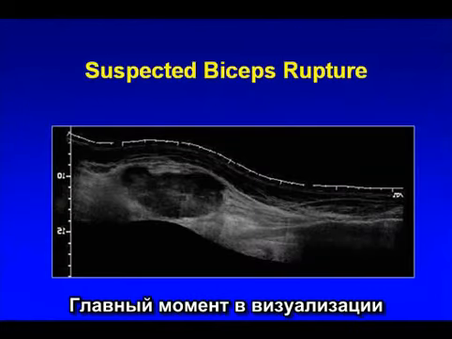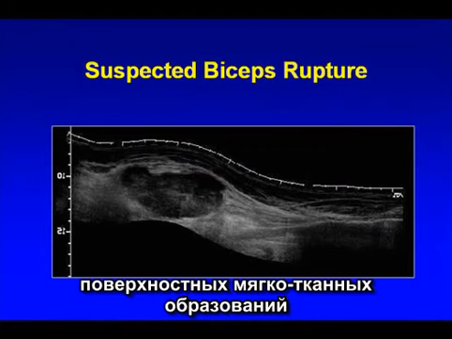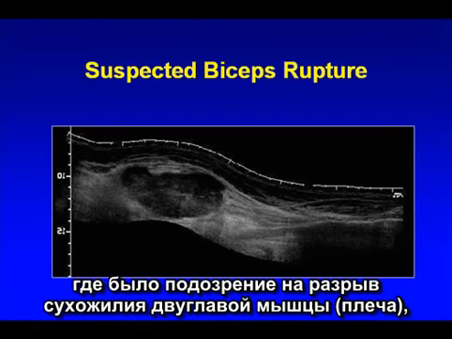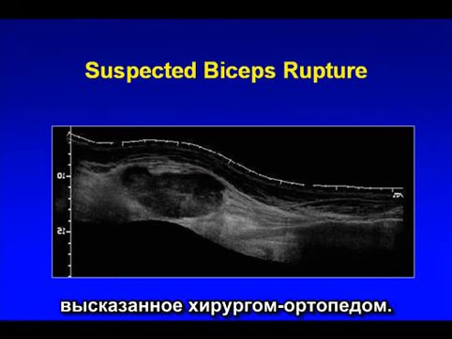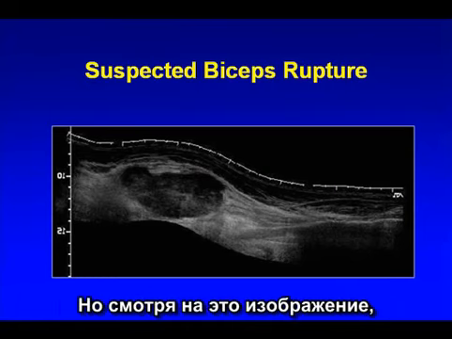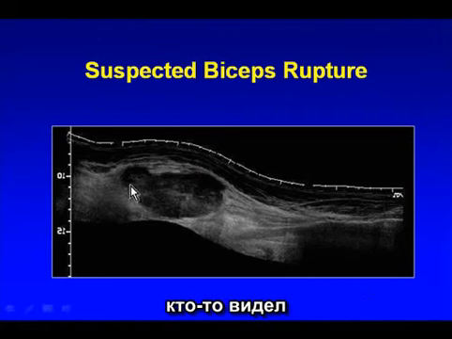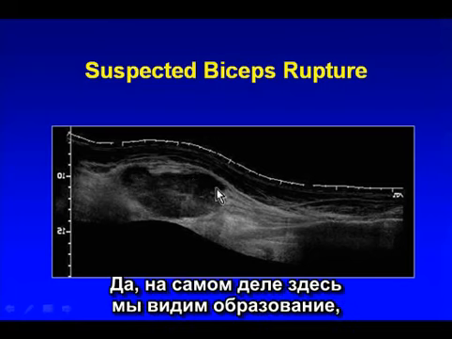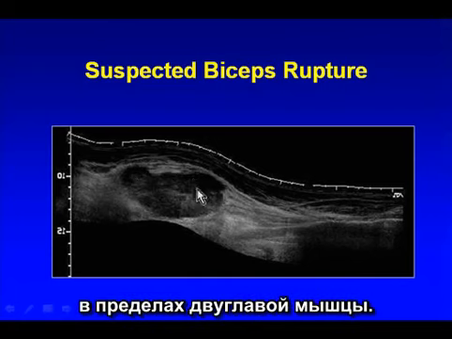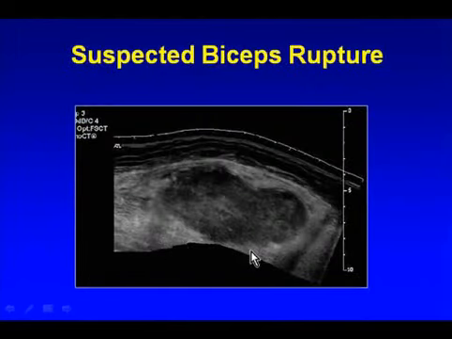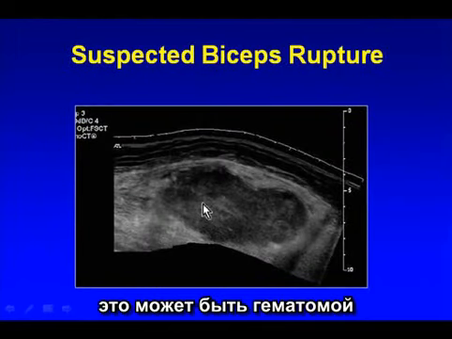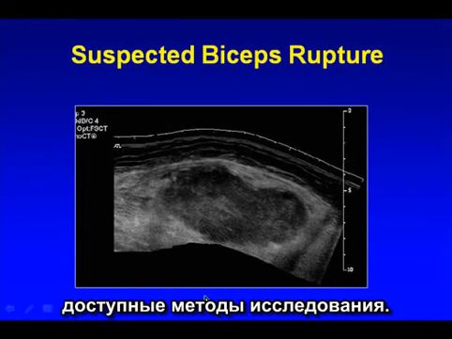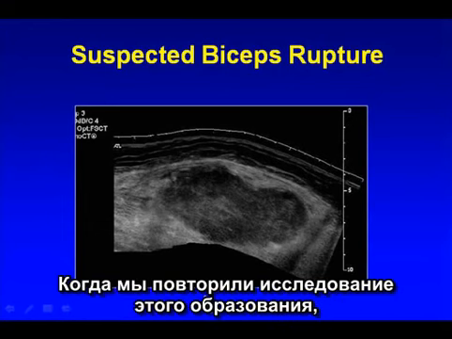The importance of imaging superficial soft tissue masses is illustrated by this case where a biceps tendon rupture was suspected by the orthopedic surgeon. But in looking at this image, one sees that where there was thought to be a hematoma from a biceps rupture, in fact, there is a mass involving the biceps muscle. Now, this could be a hematoma from a biceps rupture, but it's important to use all the tools at our disposal when we're evaluating a soft tissue mass.